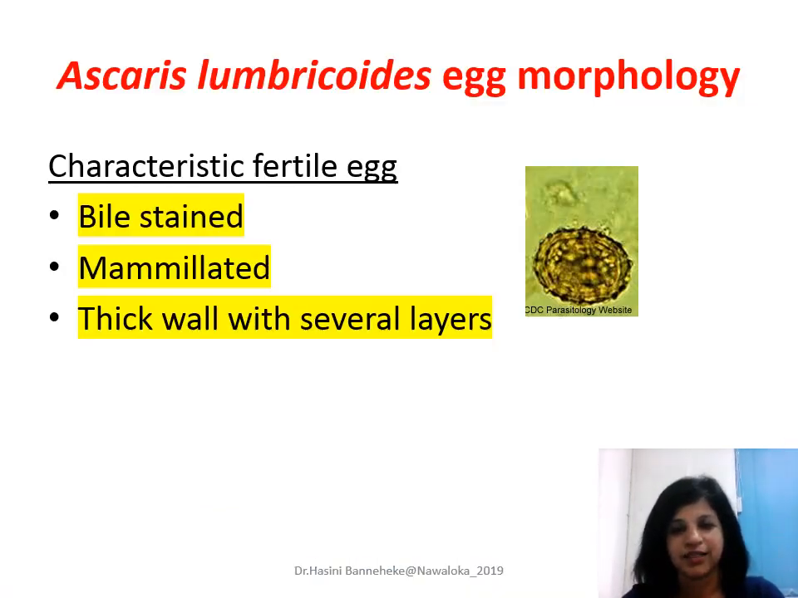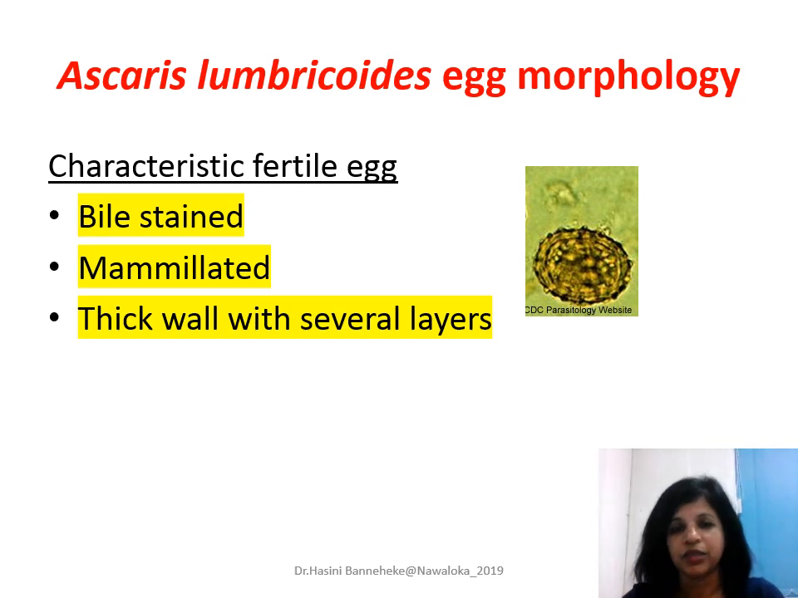So this is the answer. What was shown to you is an Ascaris lumbricoides egg. So it has the characteristic appearance. It has a thick wall, which has three layers. The outermost mammillated layer is quite well seen. The other layers are also seen.